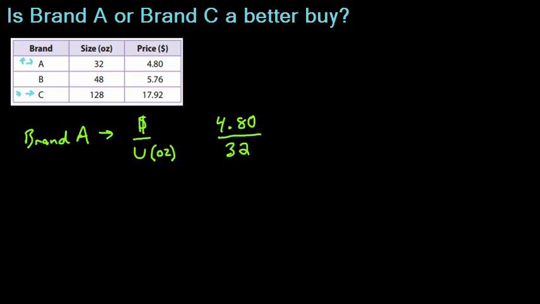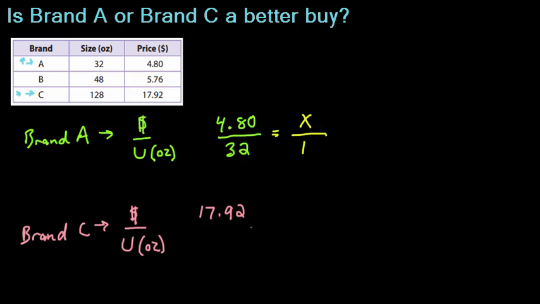All right, and we're going to set this equal. We want to know the price for 1, so we put 1 ounce, and we put X there because we don't know it yet. Okay? And then to set up for brand C, once again, we put the units. So we're going to go dollars over units, and it's in ounces. And for brand C, it's $17.92, 128 ounces.